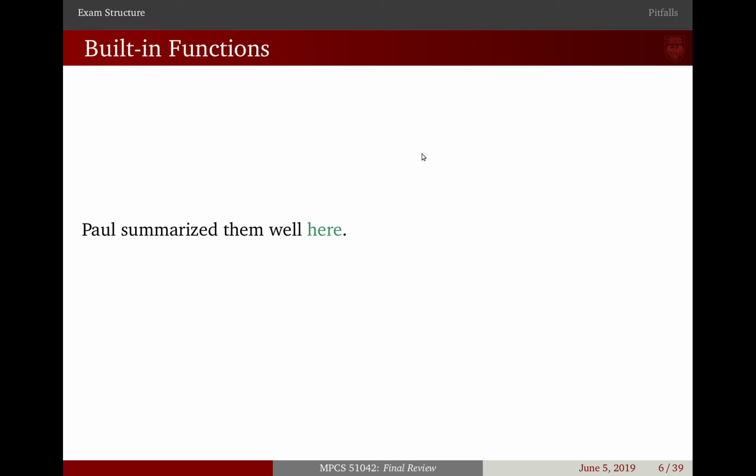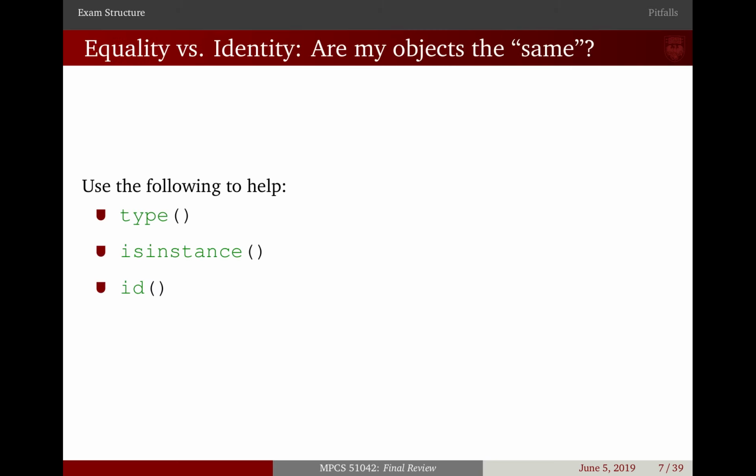Other important things to track here is equality versus identity. So are my objects the same? A few different built-in functions here that are going to help you out are type, isinstance, and also id. So real quick, can somebody run down what the difference is between these three different built-in functions? Or maybe pick one and say it, and somebody else can go.